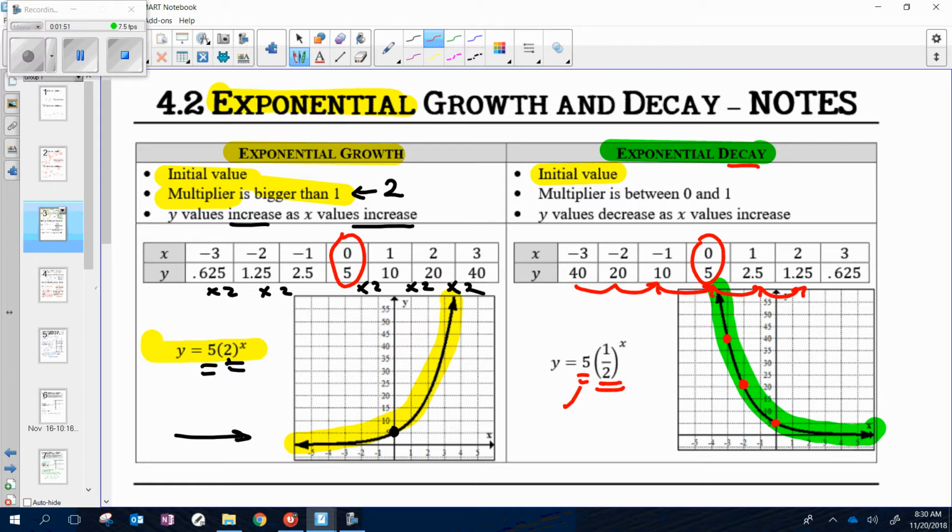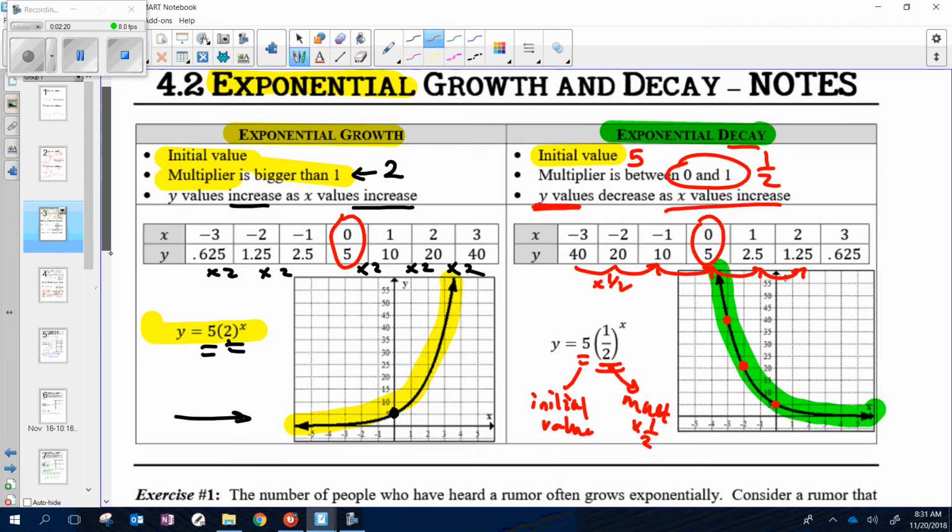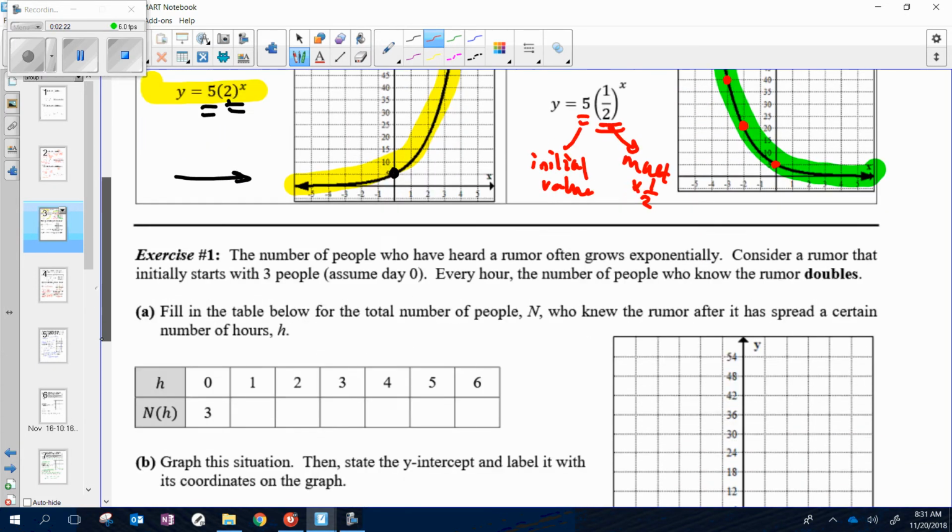So our multiplier is 5. I'm sorry, our multiplier is 1/2. That's between 0 and 1. There's our multiplier. We're multiplying by 1/2. And our initial value in this case was 5. And the y values are decreasing as you increase x. So here's our initial value, and here's our multiplier, 1/2. So exponential growth, exponential decay.